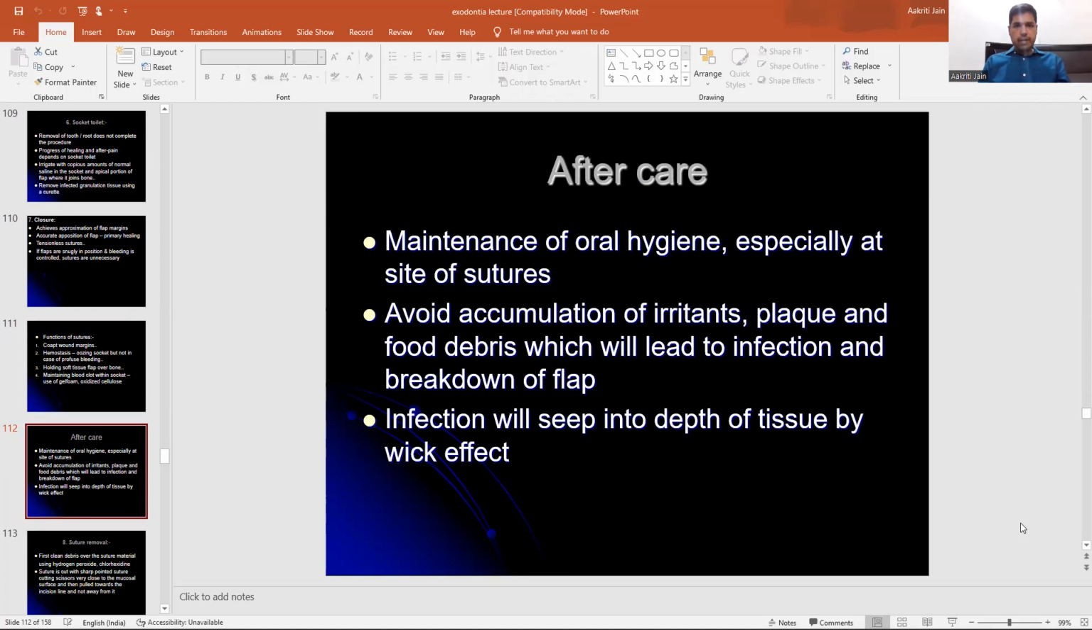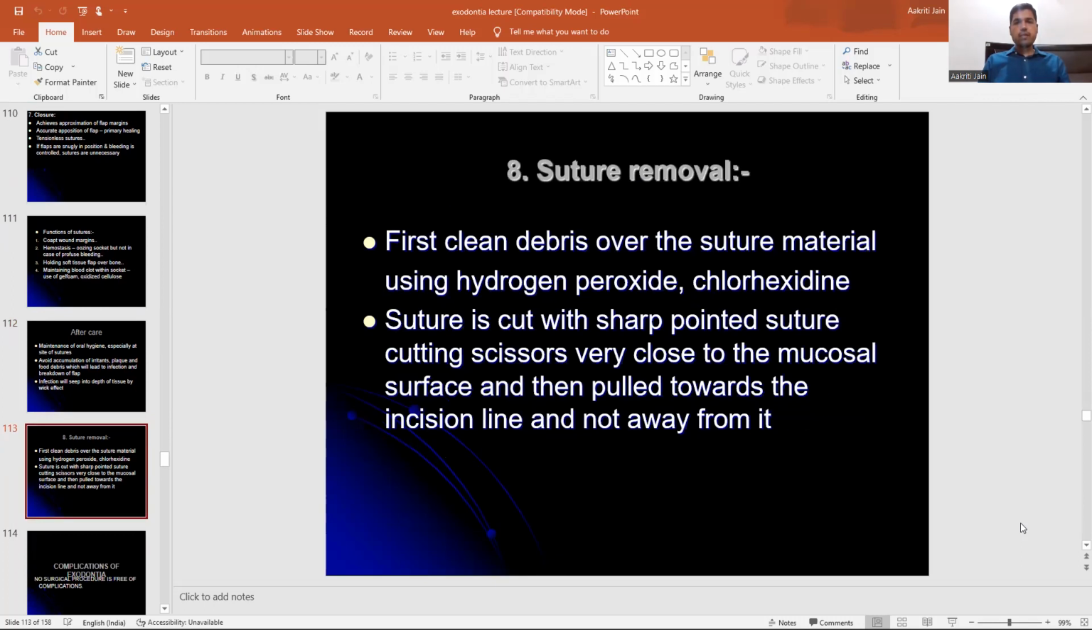Now let's come to the aftercare. The maintenance of oral hygiene, especially at the site of sutures. Avoid accumulation of irritants like plaque and food debris, which lead to infection and breakdown of the flap. Infection will seep into the depth of the tissue. The eighth point is suture removal.